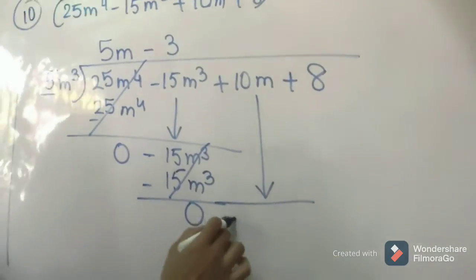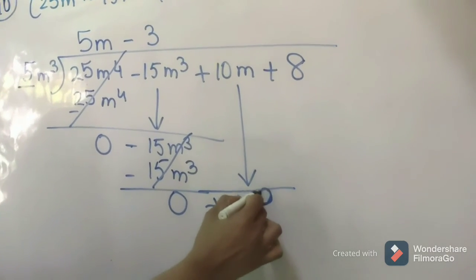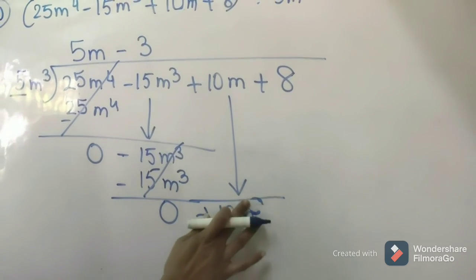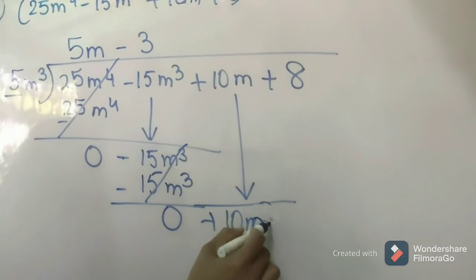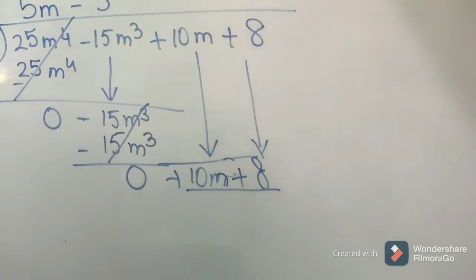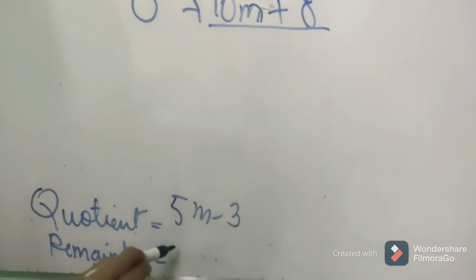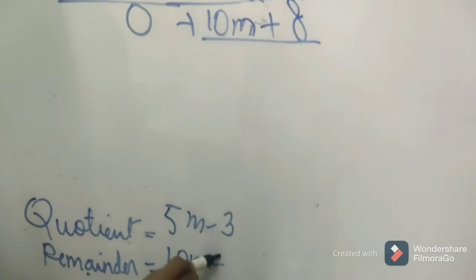The next term, that is 10m. Now students, here there isn't any index, so I cannot divide this, so I take the next two terms and keep them as a remainder. So my quotient is 5m minus 3 and my remainder is 10m plus 8.